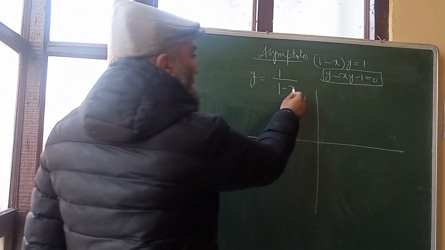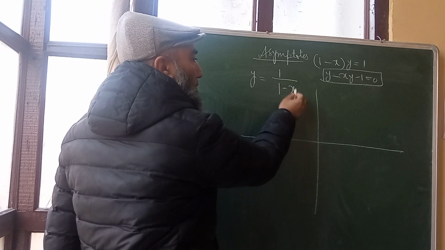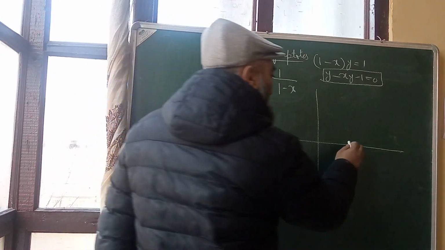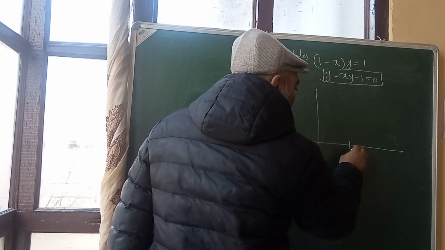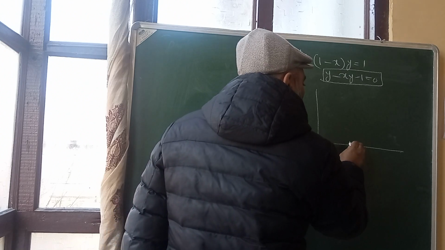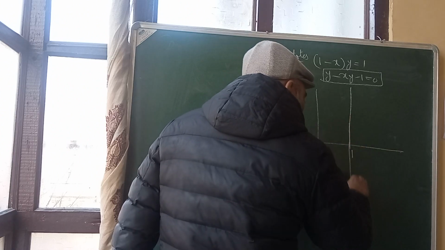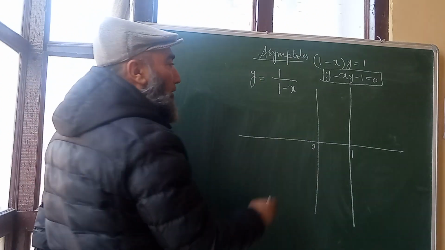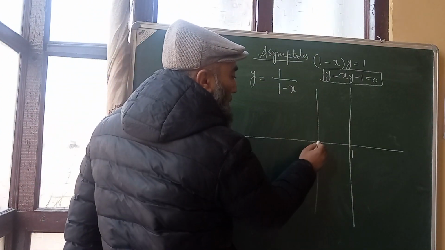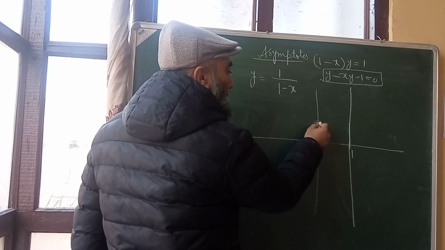You see, first of all, you can see that when x is 1, y is infinity. So let me take up x equal to 1. This is 0, this is 1, and let this be the line x equal to 1. This is the line x equal to 1. Now let me draw the graph. When x is 0, y is 1, means this point.